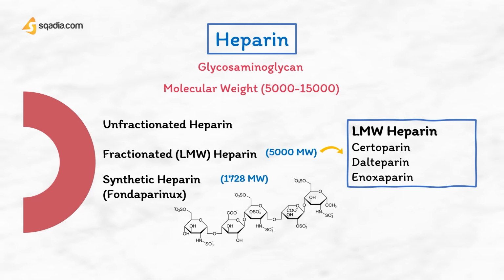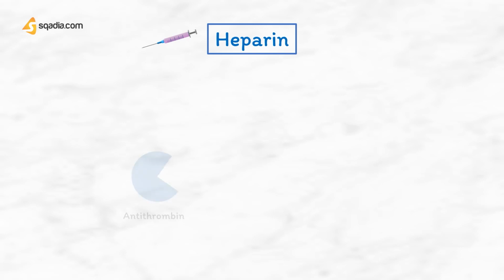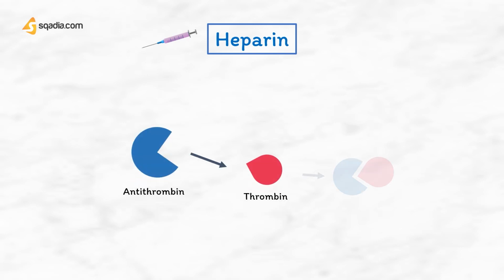Heparin acts both in vitro and in vivo. Heparin is short-acting and must be given by injection. Its anticoagulant effect requires the presence of antithrombin III, a protease inhibitor in the blood that forms a one-to-one complex with thrombin. So it inhibits the formation of fibrin fibers, and so inhibits clot formation.